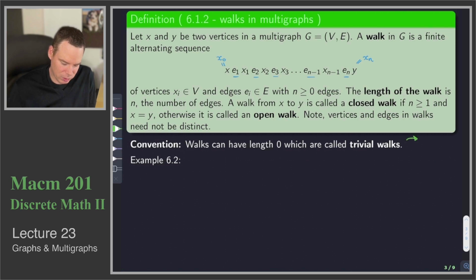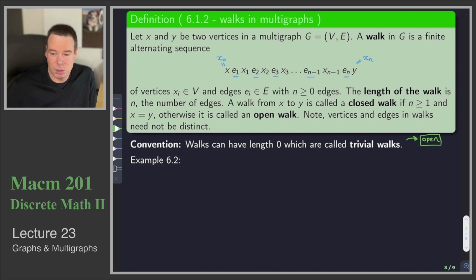Just reading our definition again closely, a trivial walk has 0 edges, so it doesn't fall into the closed walk category, because to be a closed walk you have to have at least one edge and then start and end at the same spot. So this would be an open walk. So this is just something to note, that a walk of length 0 is a trivial walk and it's open. It's an open walk.